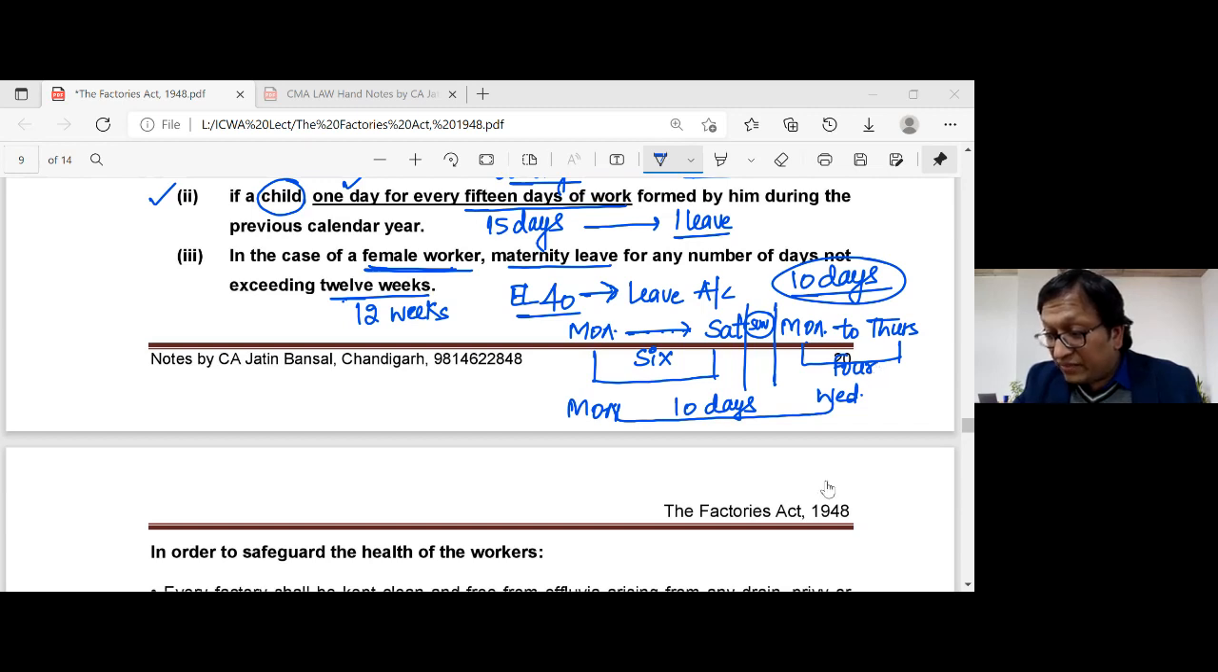So now maternity leave is 6 months, right? I'll check it. I think it is 12 weeks. For some states, they have increased it to 6 months, but otherwise it is 12 weeks only.